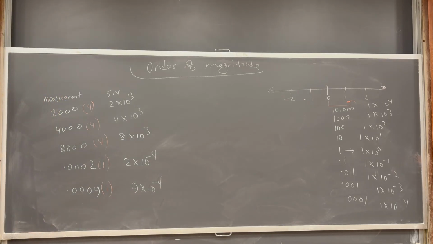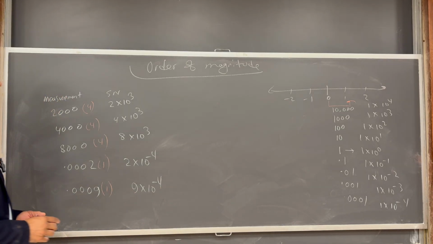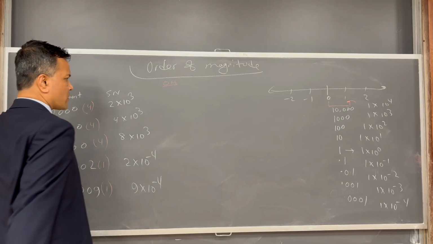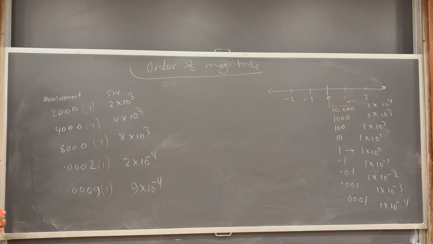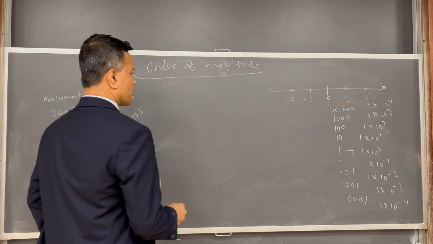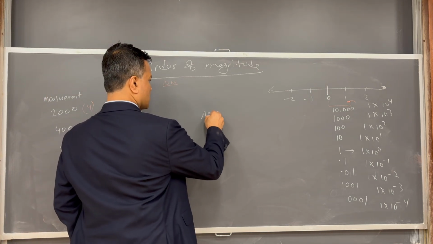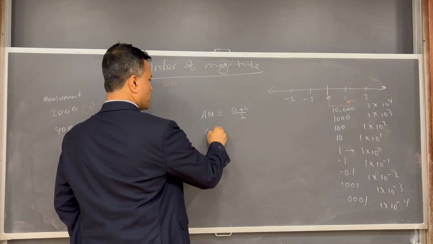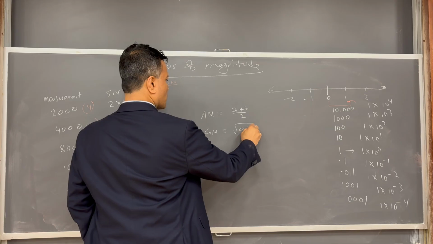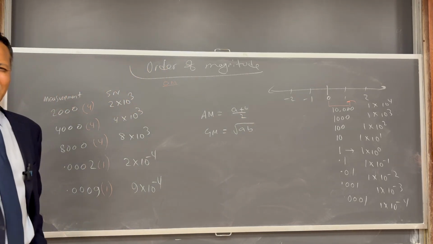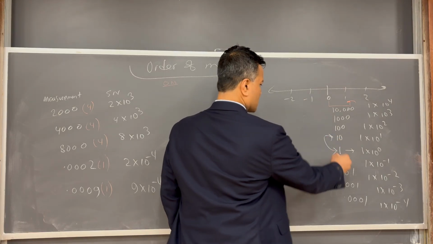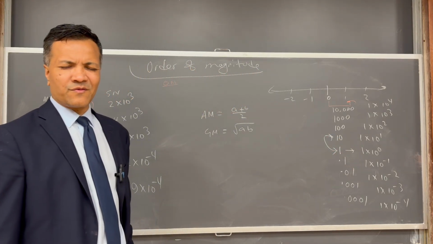We're going to try to find the order of magnitude. To find the order of magnitude, we have to use this. You see, arithmetic mean is a plus b divided by 2. Geometric mean is the square root of ab. We're going to use the geometric mean because 2 consecutive numbers differ by a factor of 10.